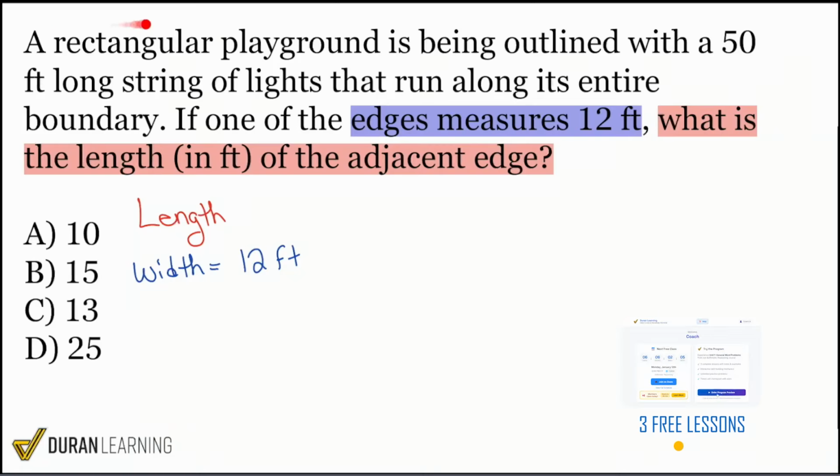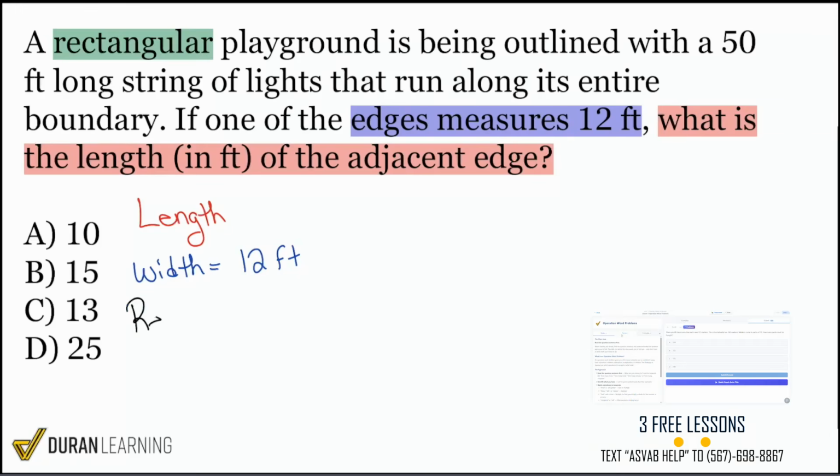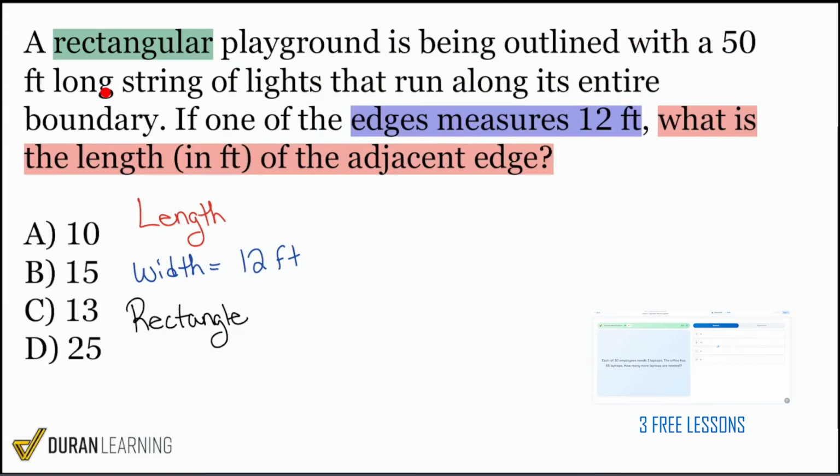So it says a rectangular playground. Okay, cool. So I see that we have a rectangle. Let's write that down. Rectangle, nice and easy. So a rectangular playground is being outlined with a 50-foot long string of lights that run along its entire boundary. That doesn't say perimeter. That doesn't say area. How can we figure out which one this might possibly be?